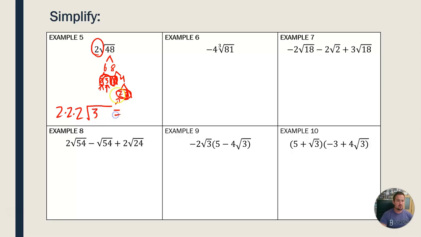So I end up with 2 times 2 times 2, which is 8 times the square root of 3. So 2 times the square root of 48 and 8 times the square root of 3 are equivalent expressions. This is just simplified.